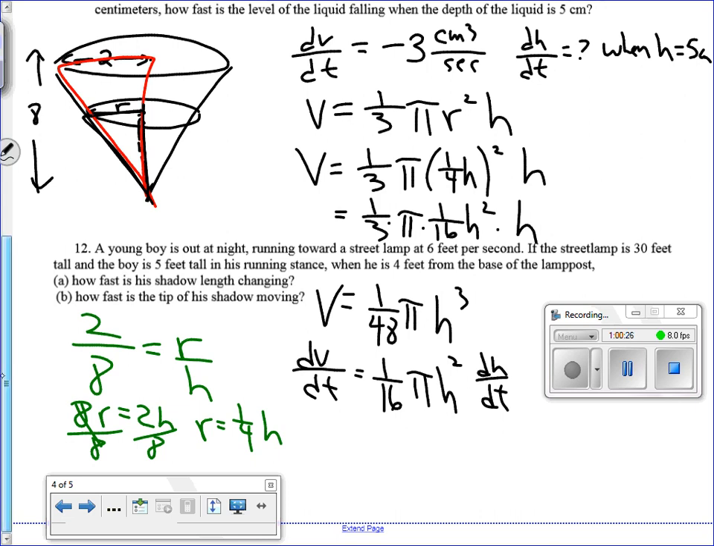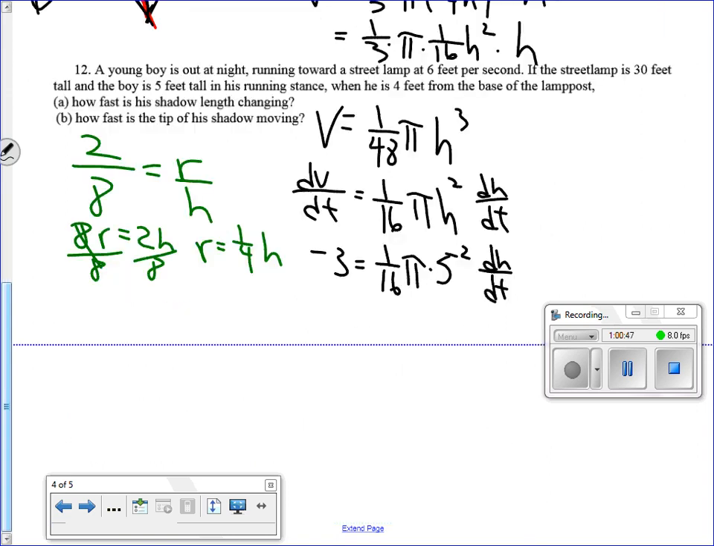All right, so what do we know? We know dV dt is -3. So after you take the derivative, that's when you can plug in any known derivatives, any temporary lengths. So -3 equals 1/16 pi. h is 5 at that moment. Now we can solve for dh dt. So let me just rewrite. This is -3 equals 25 pi over 16 times dh dt.